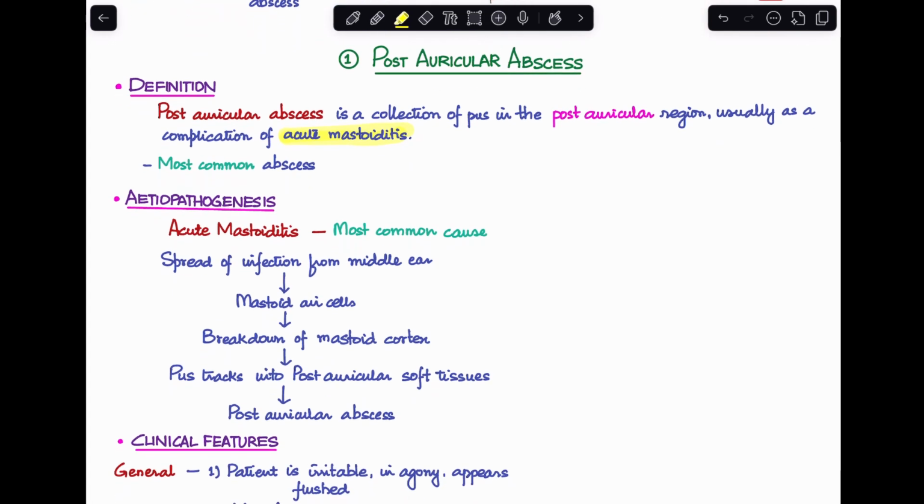Coming to the etiopathogenesis, the most common cause here is acute mastoiditis. So once acute mastoiditis develops, there is a spread of infection from middle ear to the mastoid air cells, which leads to the breakdown of the mastoid cortex, and the pus then tracks into the postauricular soft tissue, leading to the development of postauricular abscess. So that is how the postauricular abscess forms. Now, what will the patient present to you with?